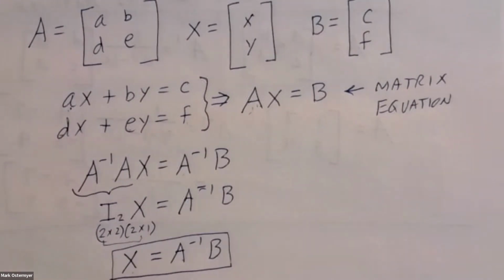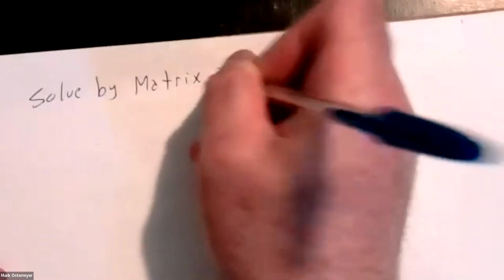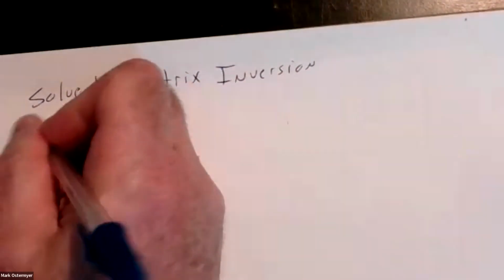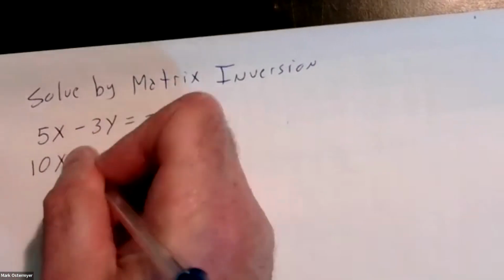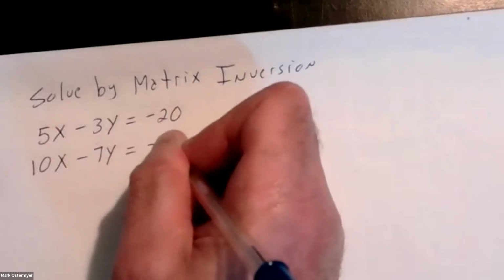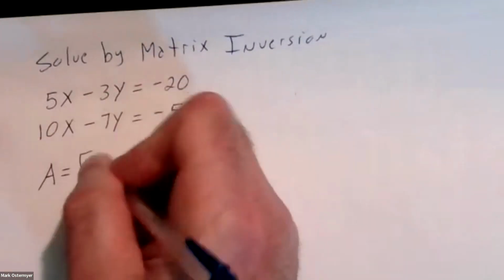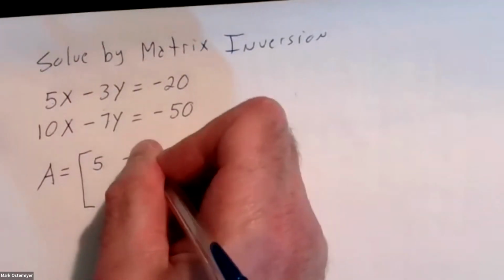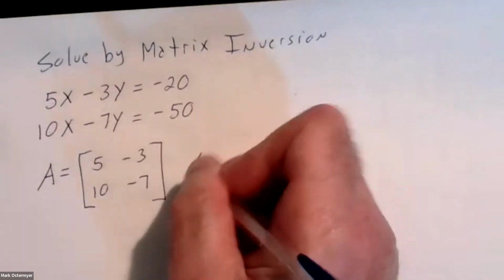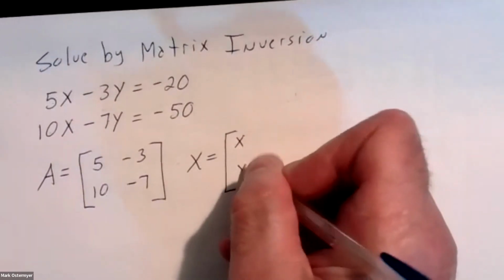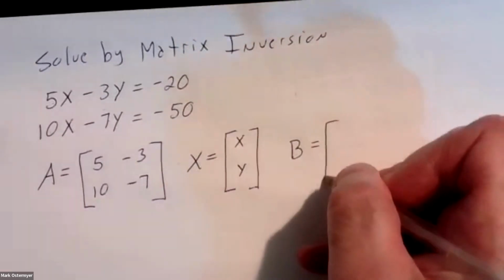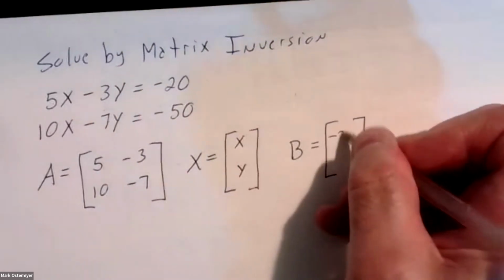All right, so let's put it to work. Let's see if we can utilize this matrix inversion technique to solve a system of two linear equations and two unknowns. And here is our system of two linear equations and two unknowns. And I want to solve this system for its ordered pair solution, if it even has a solution, by using matrix inversion. How do we do it? Well, first of all, matrix A is going to be our coefficient matrix, which is going to consist of 5, -3, 10, -7. Matrix X is going to be the 2 by 1 matrix that contains the X and the Y variables. Matrix B is going to be a 2 by 1 column vector matrix that will contain the right-hand side constants of this system.